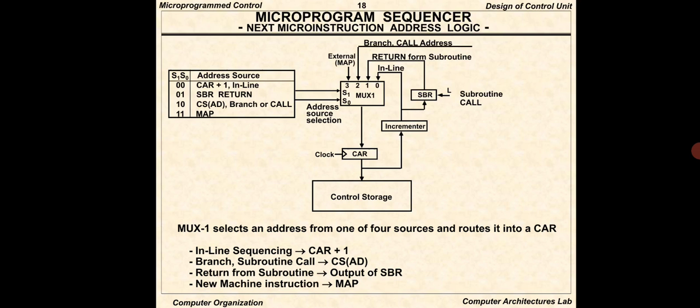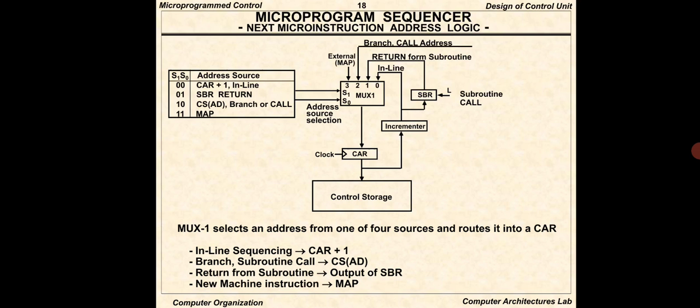Next, if it is 1 0, it is a branch, that is conditional or unconditional branching. You are going to call some program, or branch-jump to that particular program. If it is 1 1, you are going to perform the mapping. Now, those are the selection bits.